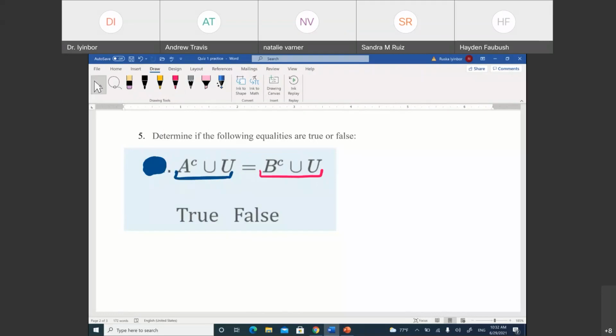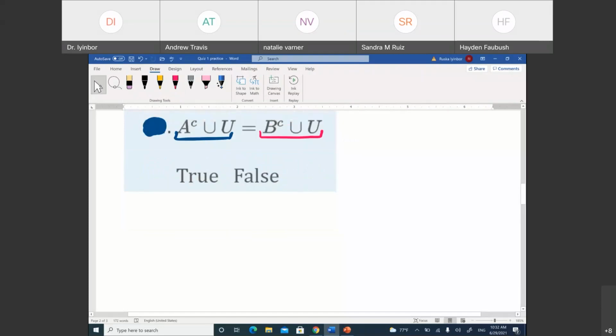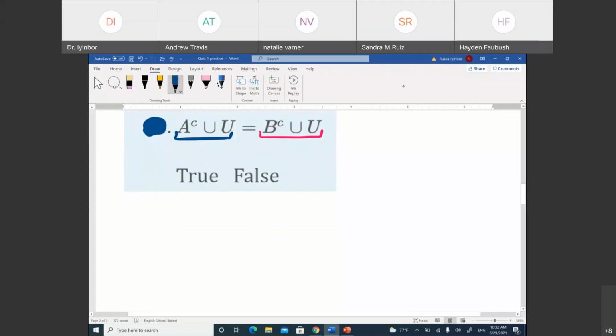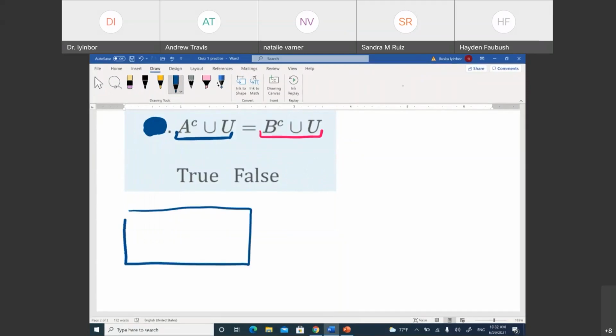First I'm going to do the blue one. I have the picture, I have the universal set. Because I have A and B, this is my universal set, and then I have A and B, the two sets. Now, what I'm going to do first is shade A complement.